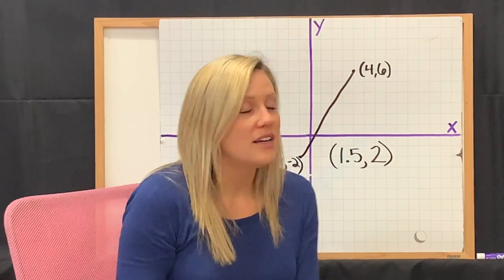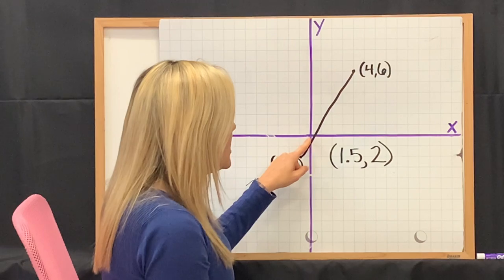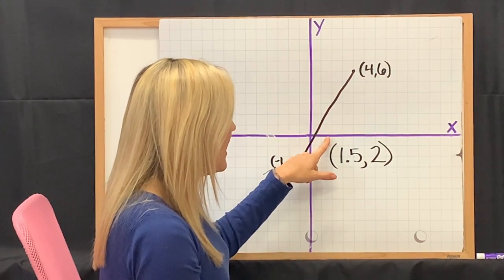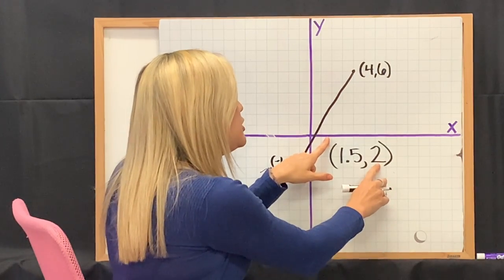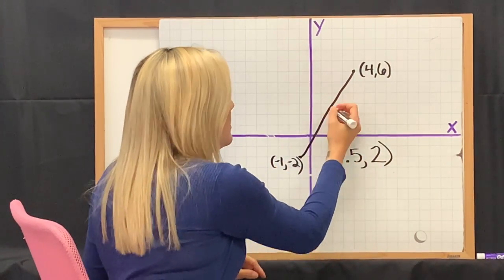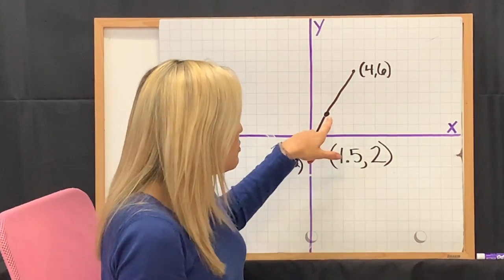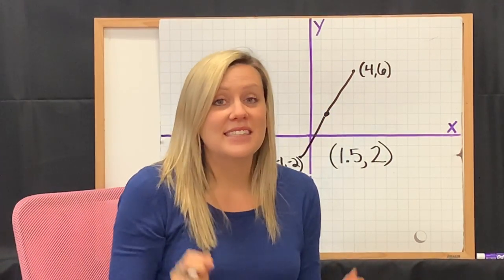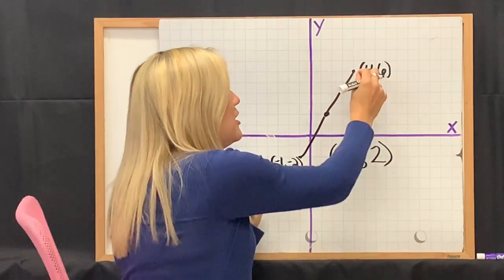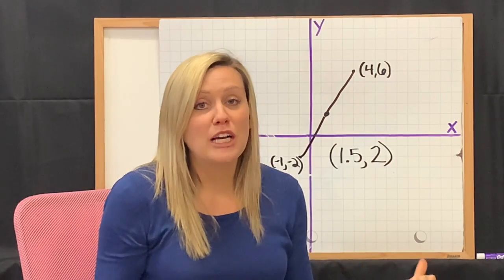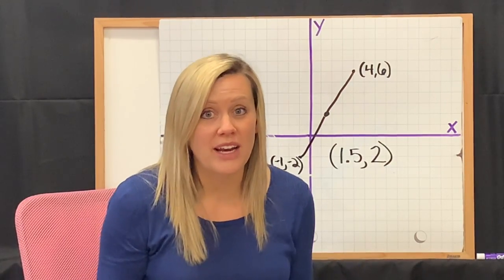Let's double check. So I would start at the origin. I'd go to the right 1.5, 1.5. I'd go up to 1, 2, and that would put me about right there. And that looks pretty good. That looks like it's the center of that line. So when we're doing the midpoint formula, that is basically all we're doing. We're just not drawing it out.